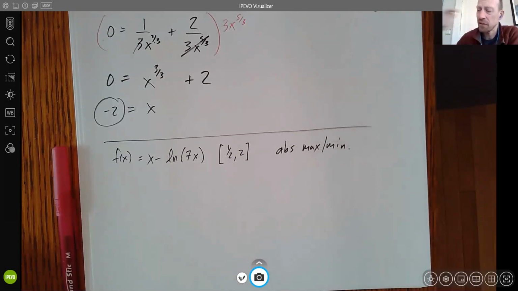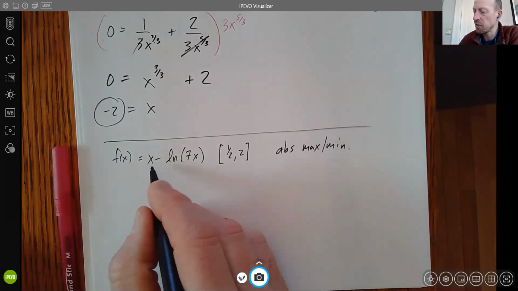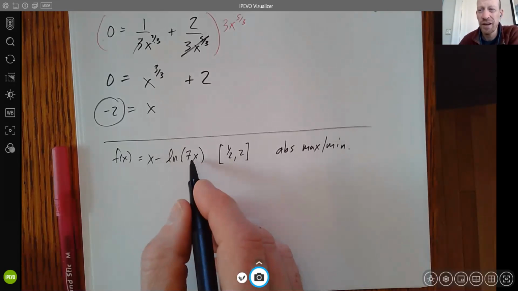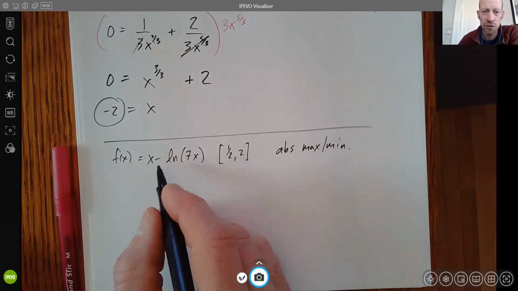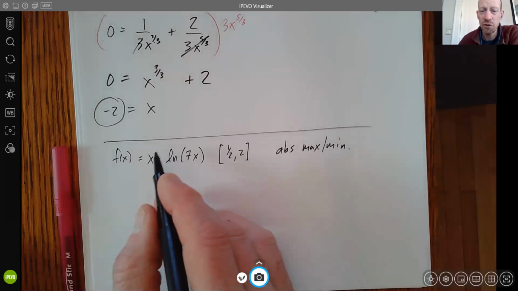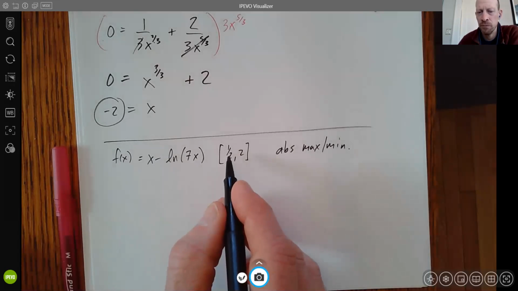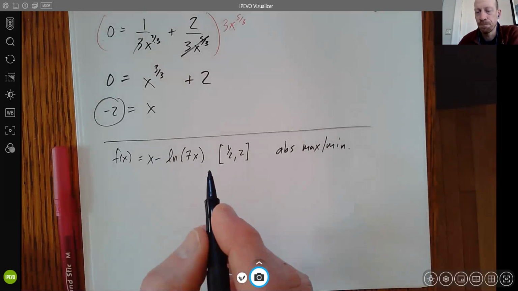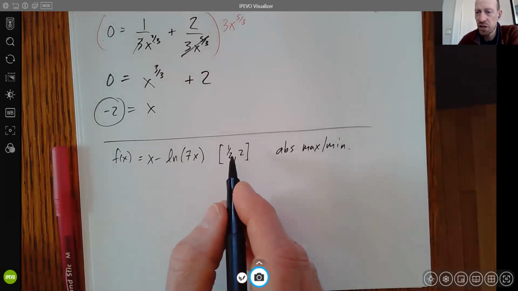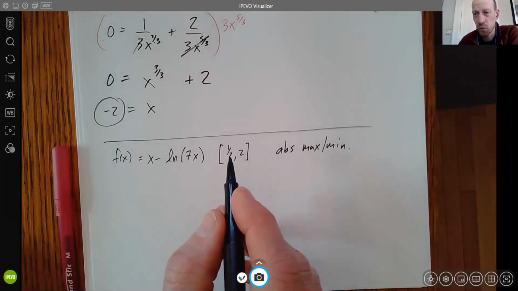And so the idea is that this function, because natural log is defined for anything positive, and x is defined everywhere, these are both continuous functions for the interval 1/2 to 2. Since they're continuous functions on a closed interval, we know the absolute max and min occur. That's the extreme value theorem.